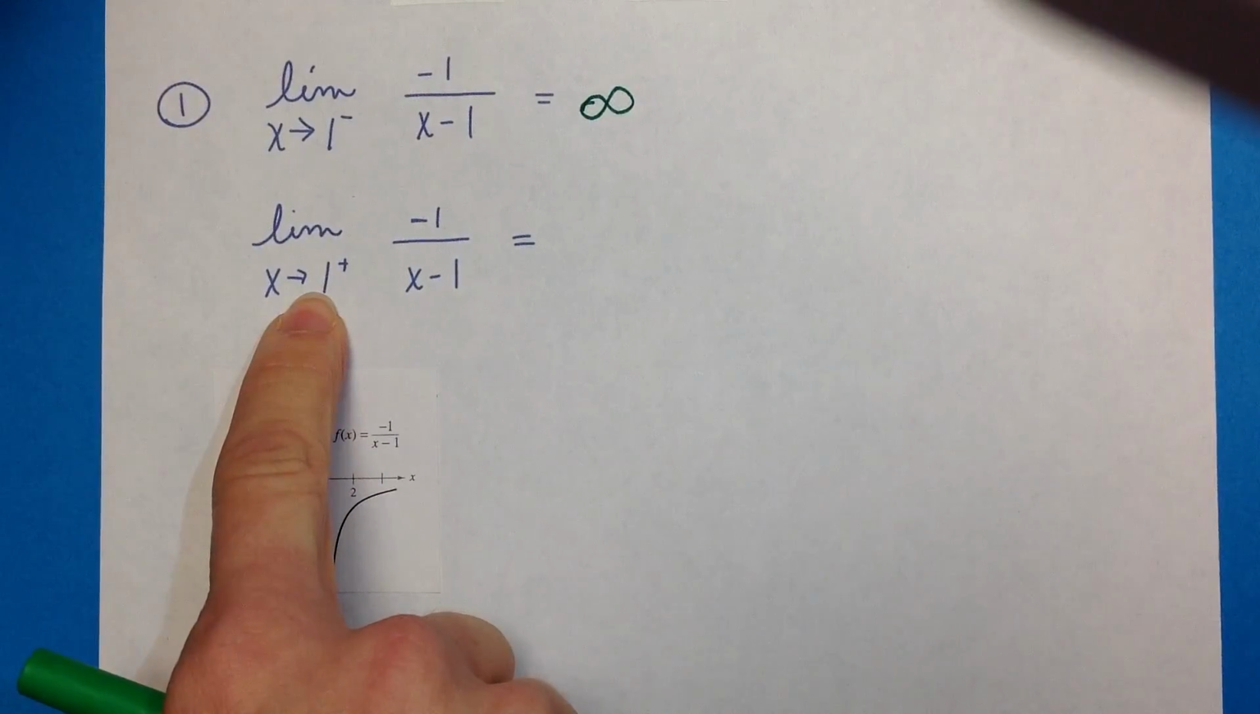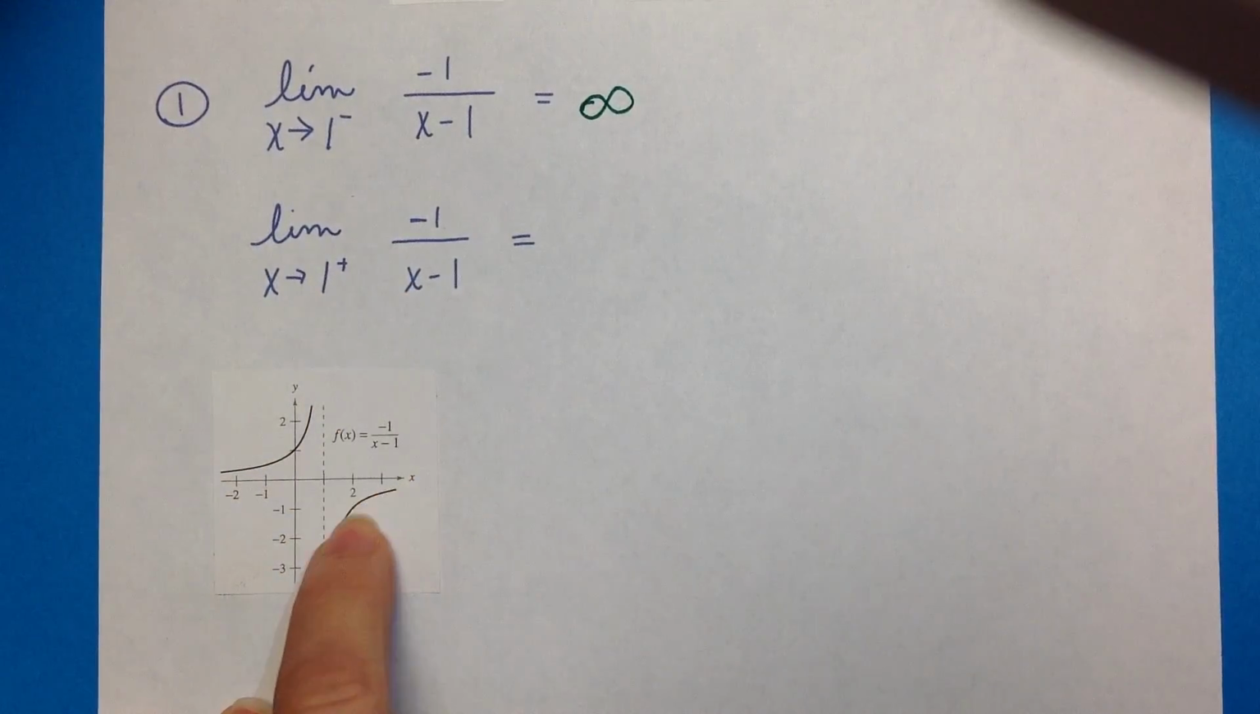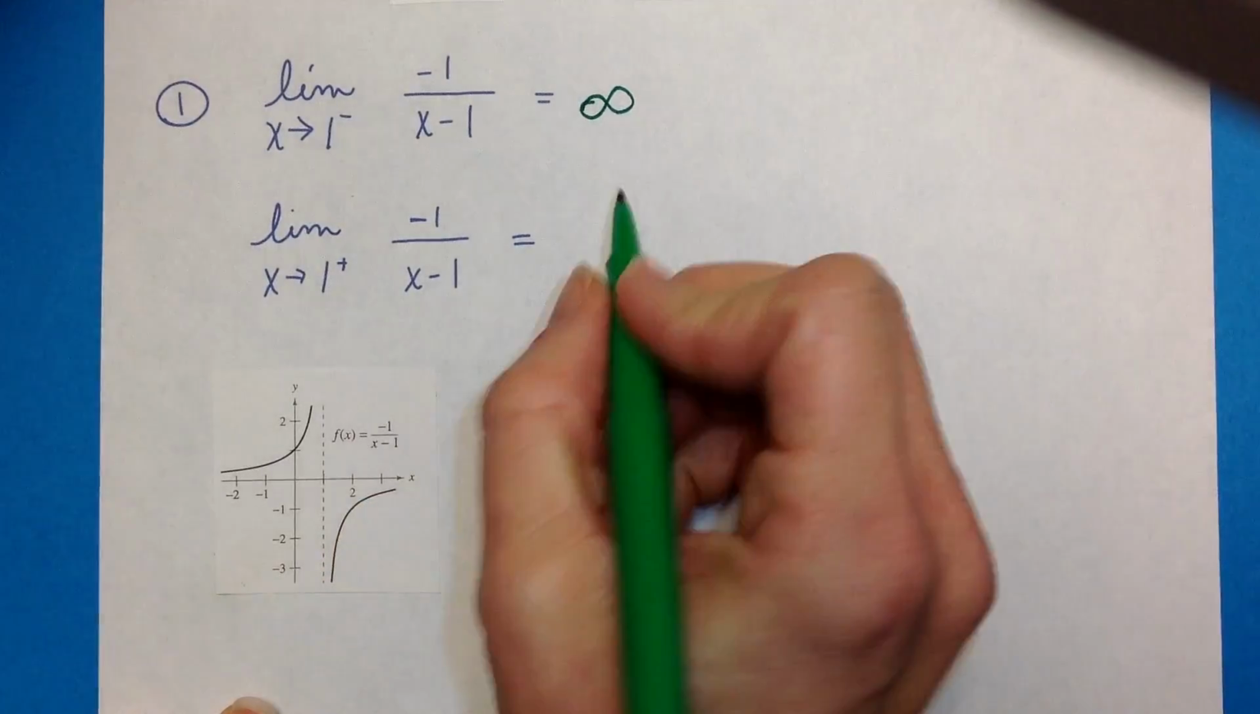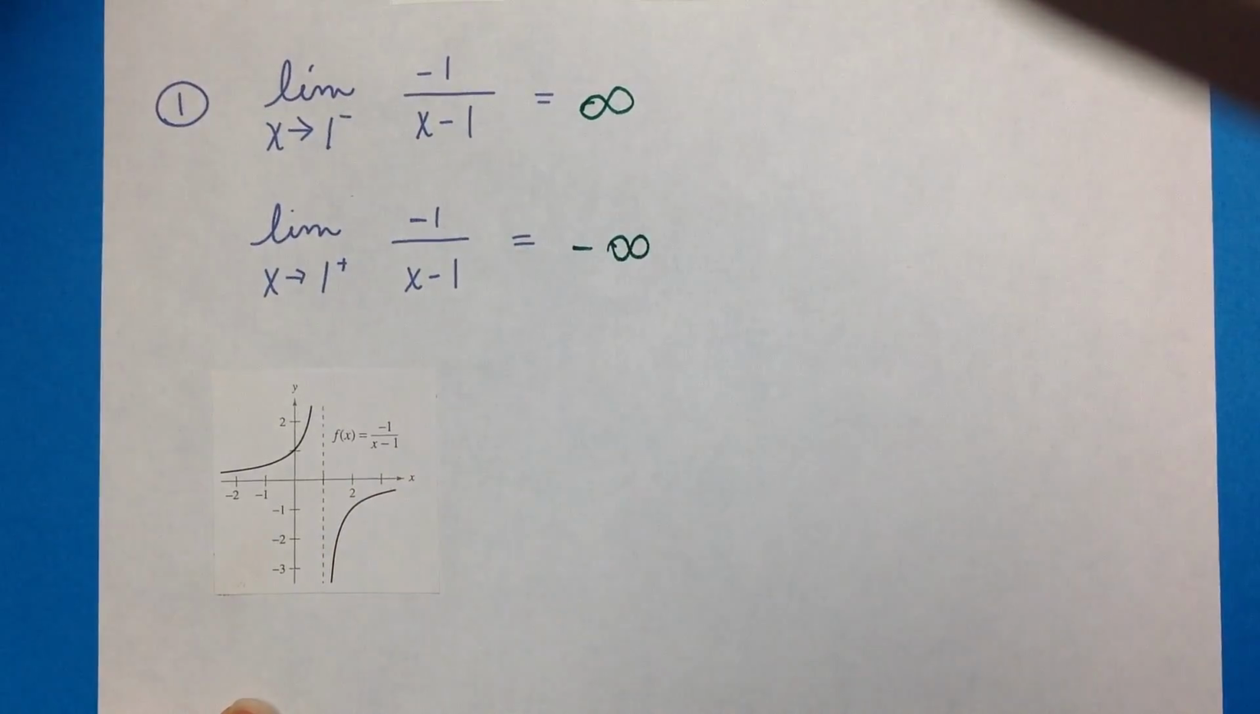Then the limit as x approaches 1 from the right, so that would be this portion. But see, this portion of it turns and goes down forever. So from that side, you would have an unbounded behavior that decreases. It goes to negative infinity.